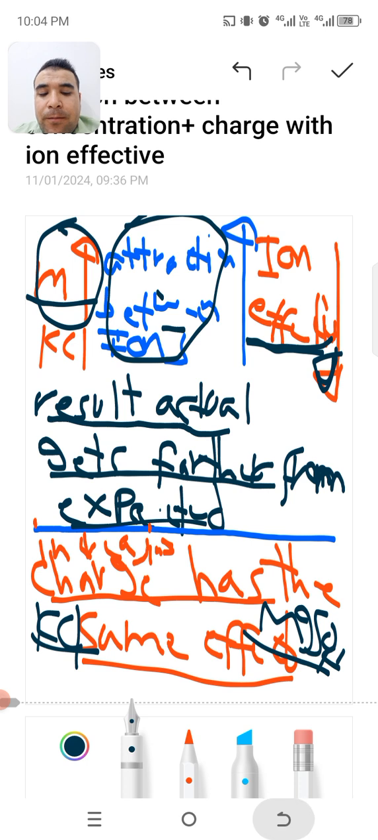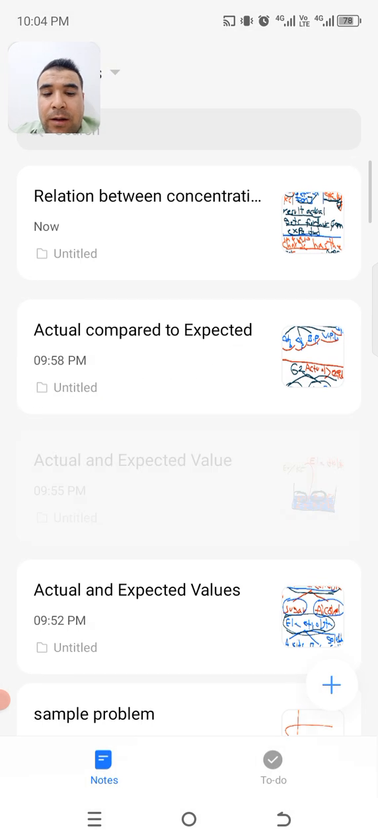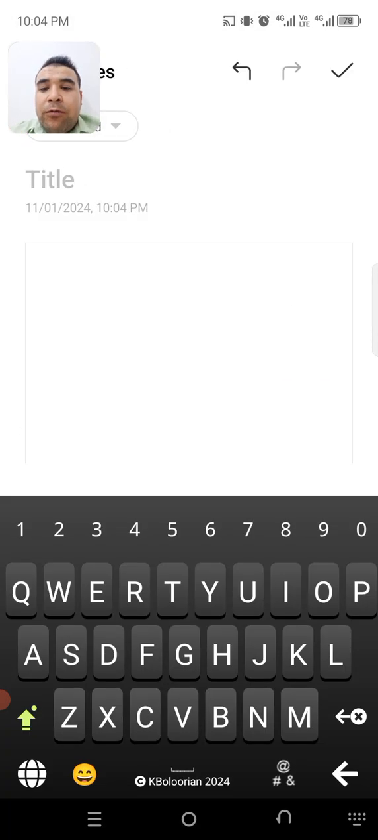So guys, this will be the example. Let me show you.